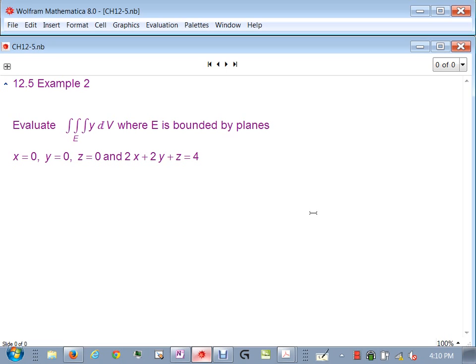So what about this one? Evaluate the triple integral over E of y dV, where E is bounded by those planes. Okay, let's try this one out. 0, 0, 0, 2x, 2y.